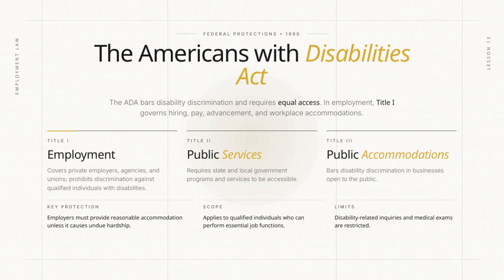Title II requires state and local government services to be accessible, ensuring that public programs accommodate people with disabilities. Title III focuses on public accommodations, prohibiting discrimination in businesses that are open to the public, making sure that everyone has equal access to goods and services. Overall, the ADA plays a vital role in protecting the rights of individuals with disabilities and ensuring they have fair opportunities in the workplace and access to public services.